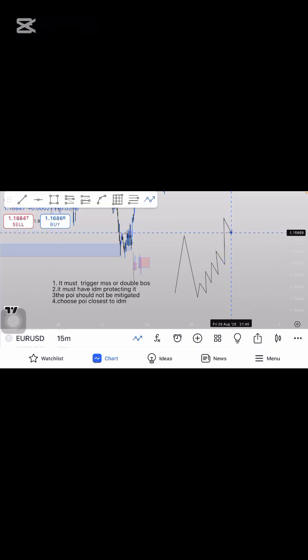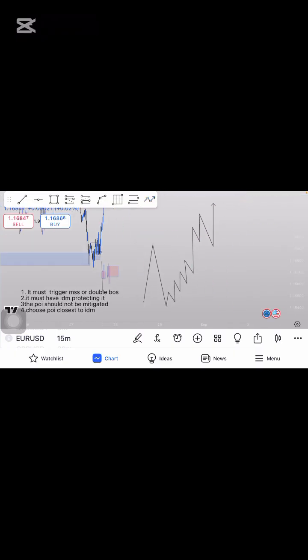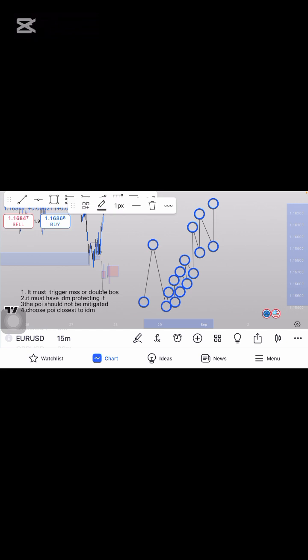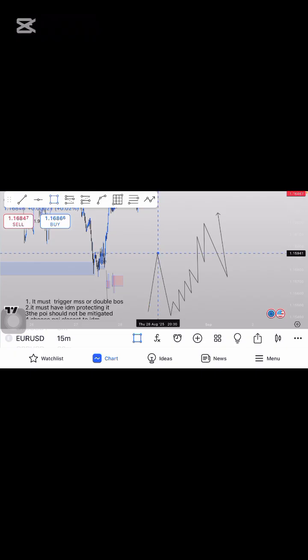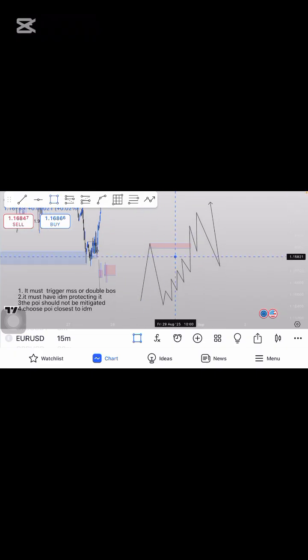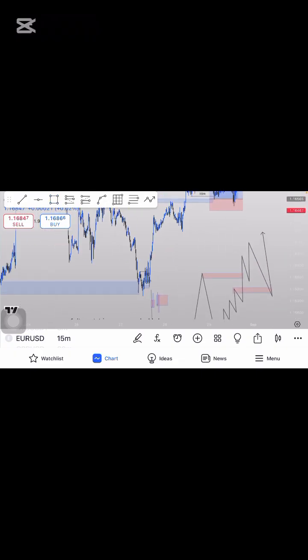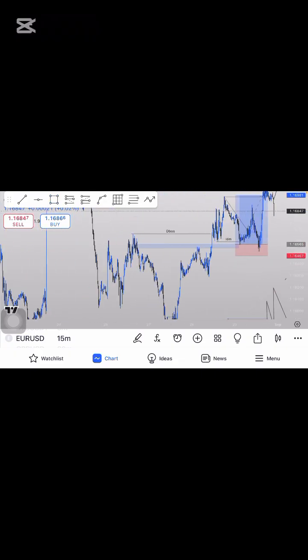It now gives us an inducement, a pullback, then price will come and trigger this breaker block. But if the first pullback mitigated this breaker block, your entry should be on this breaker block or this order block. Because this first pullback mitigated this breaker, our entry should now be on this breaker block again. So now let me show you about this double break of structure. See it here.